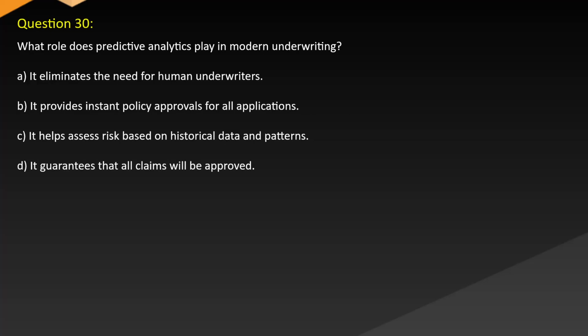Question 30. What role does predictive analytics play in modern underwriting? A. It eliminates the need for human underwriters. B. It provides instant policy approvals for all applications. C. It helps assess risk based on historical data and patterns. D. It guarantees that all claims will be approved.